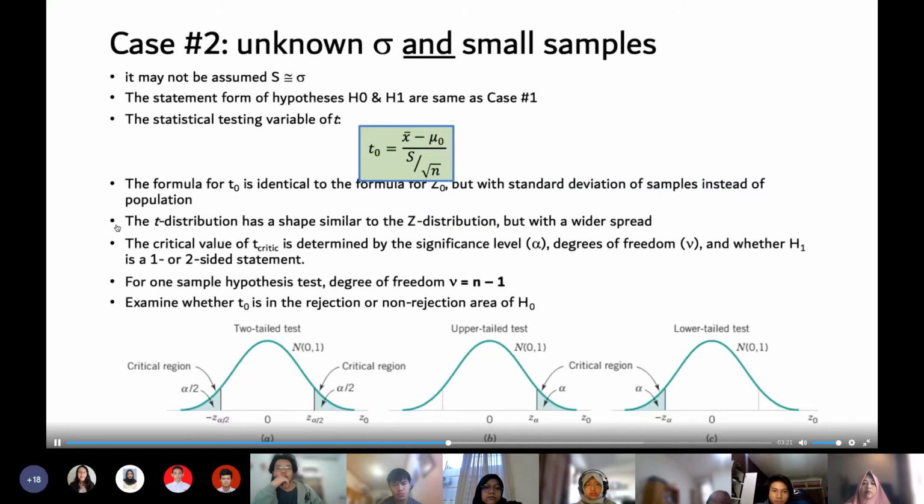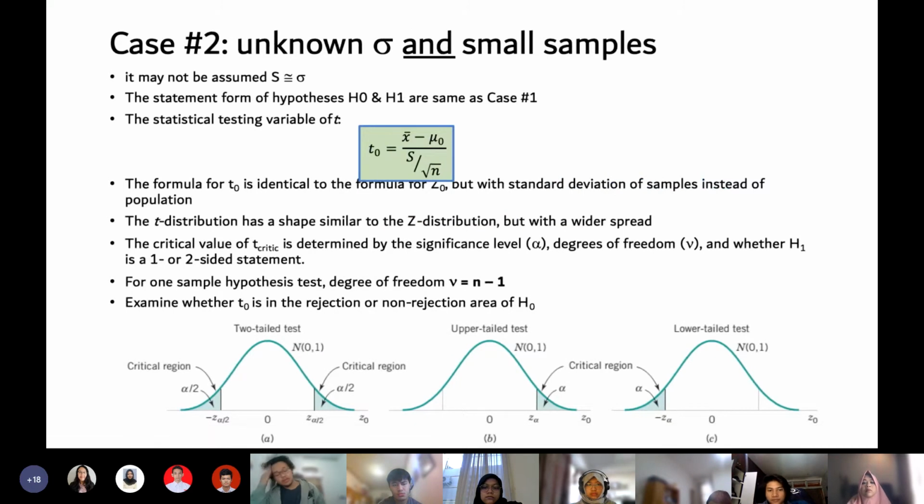In case 2, we consider making inferences about the mean of a single population when we don't know the value of sigma and the sample is small. The step-by-step calculation is similar to the previous case 1, but for case 2, we use the T value and the T table instead of the Z table.